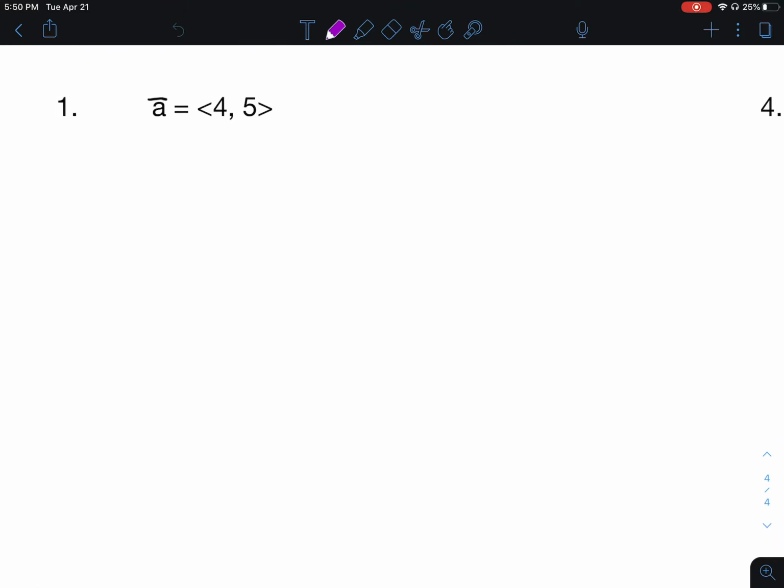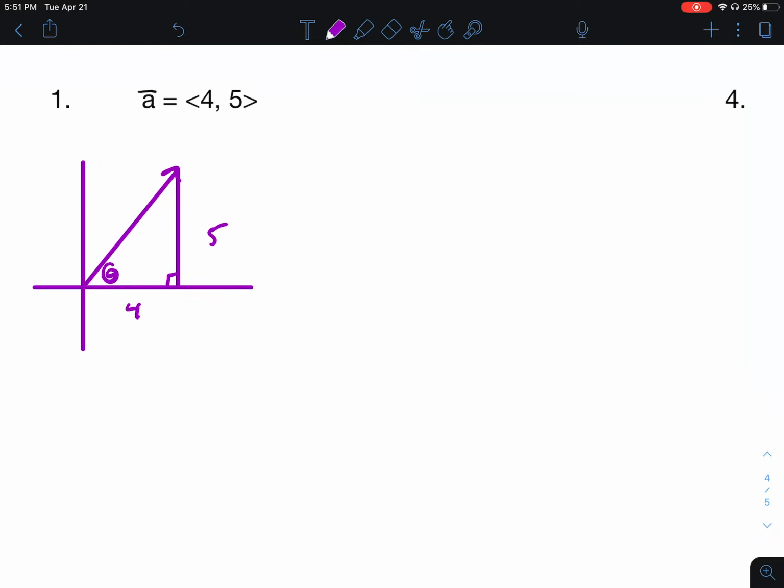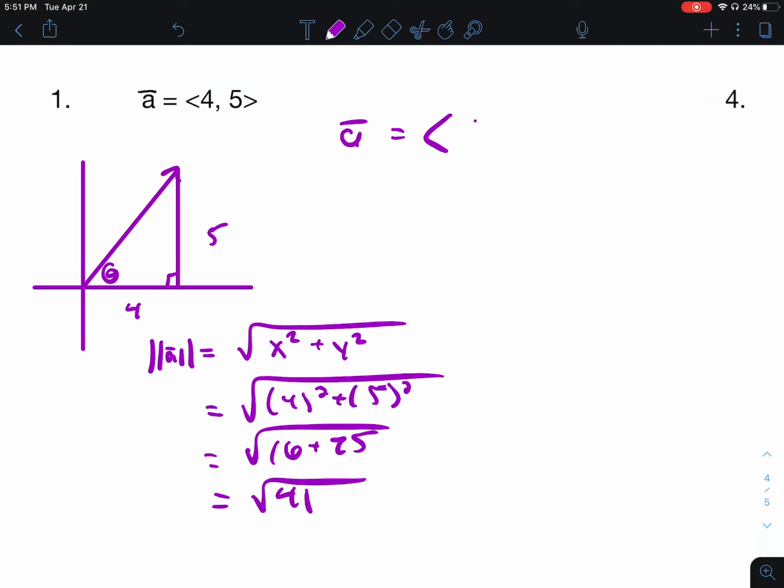So number one, this is going to be a vector. We could draw it as a vector in quadrant 1: 4 to the right and up 5. If we draw a reference triangle for this, to find the magnitude, we're going to use the Pythagorean Theorem. So the magnitude of A is going to be the square root of the x squared plus our y squared. Our x is 4, our y is 5. It's going to be 16 plus 25. It's the square root of 41. Magnitude of vector A is the square root of 41.